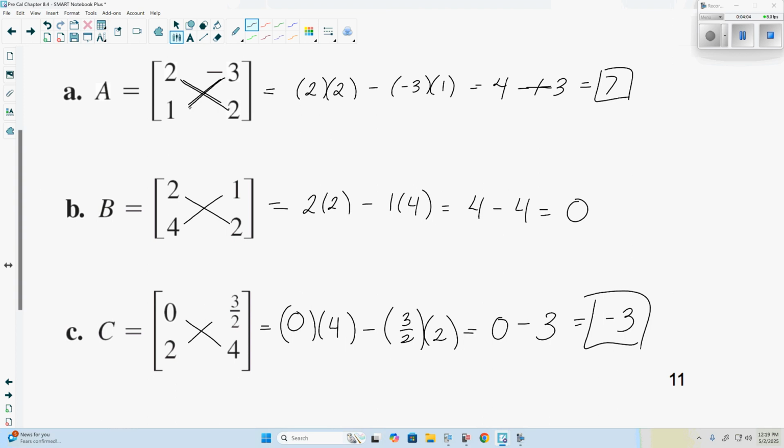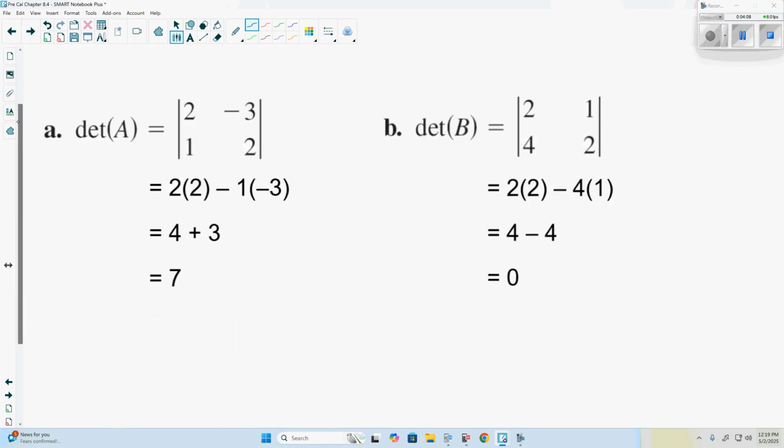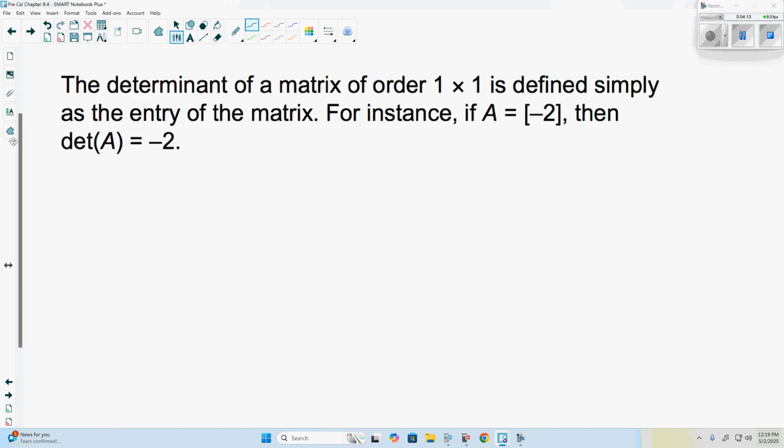This product minus this. We get this here. The determinant of a matrix of order 1 by 1 is defined simply as the entry of the matrix. For instance, if the matrix A is equal to negative 2, then the determinant of A is negative 2. If it's a single number, its determinant comes back just as that number.